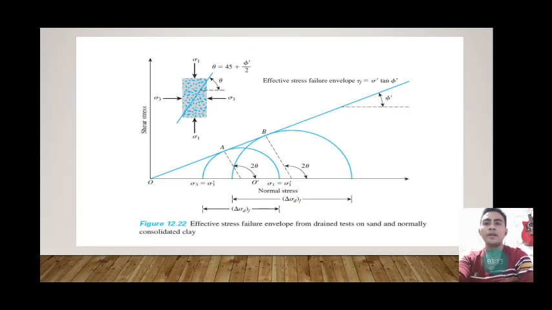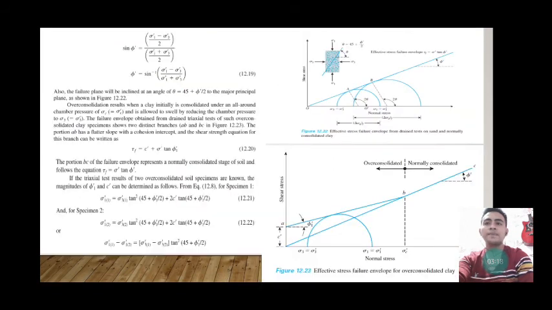So we have this figure, the effective stress failure envelope from drained tests on sand and normally consolidated clay. Also, the failure plane will be inclined at the angle of 45 plus phi prime over 2 to the major principal plane as shown in figure 12.22. So, we now have the angle of internal friction equal to the sine inverse of sigma 1 prime minus sigma 3 prime over sigma 1 prime plus sigma 3 prime.